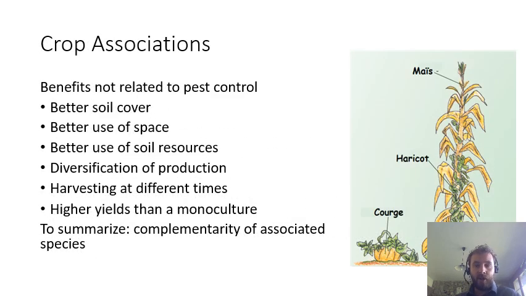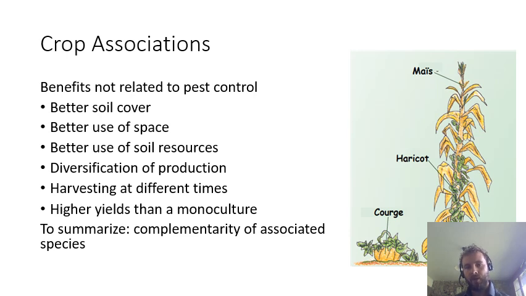Associations are also beneficial not only for pest control but also generally. Firstly, because of a better soil cover, because you can associate crops that have, for example, different speeds of growth. For instance, maize is really slow at the beginning, and then you have really bare soil. And if you plant it, for example, with pumpkin, the pumpkin can cover the soil before the maize is big enough to protect the soil. So that is an example.